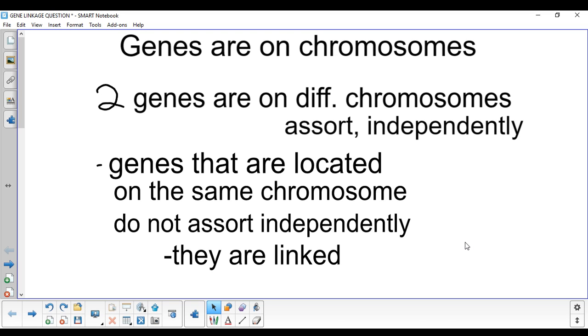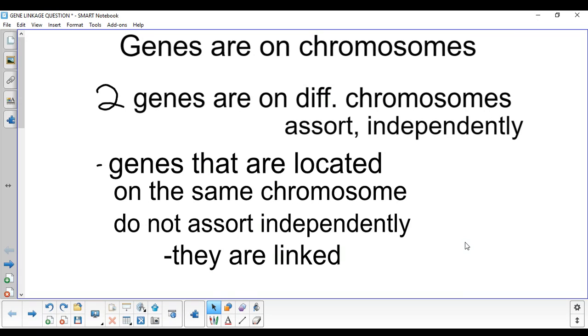Okay, this video is in answer to the very last question from our Zoom session that involved gene linkages. So the first piece that you have to remember in terms of genes and chromosomes and genetics is that genes are segments of chromosomes. Mendel's law of independent assortment states that two different genes assort independently of each other.